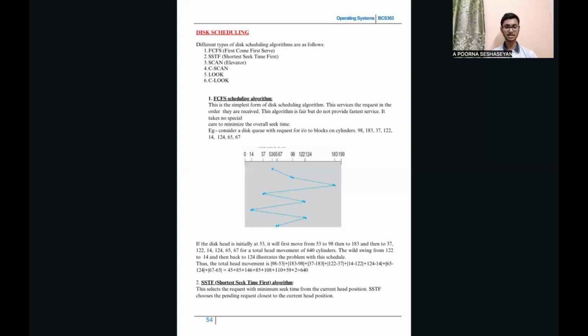So FCFS is nothing but first come first serve. It follows the algorithm of a queue, that is first in first out. Whatever request comes first will be scheduled first, and then so on. This is the simplest form of disk scheduling algorithm.